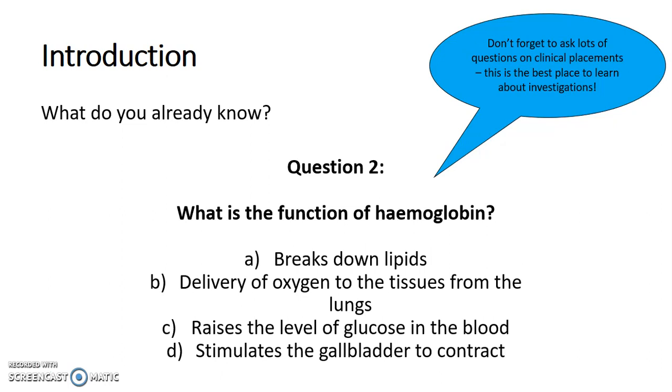Okay, and the function of hemoglobin, does it break down lipids? Is it for the delivery of oxygen to the tissues from the lungs? Does it raise the level of glucose in the blood? Does it stimulate the gallbladder to contract? And the answer is delivery of oxygen to the tissues from the lungs.